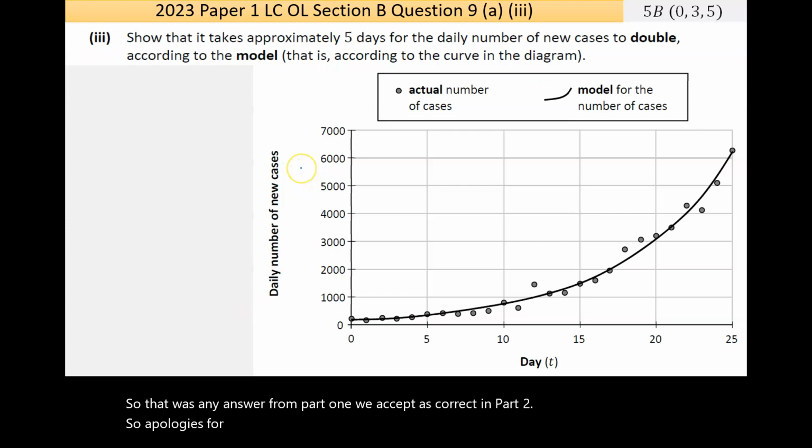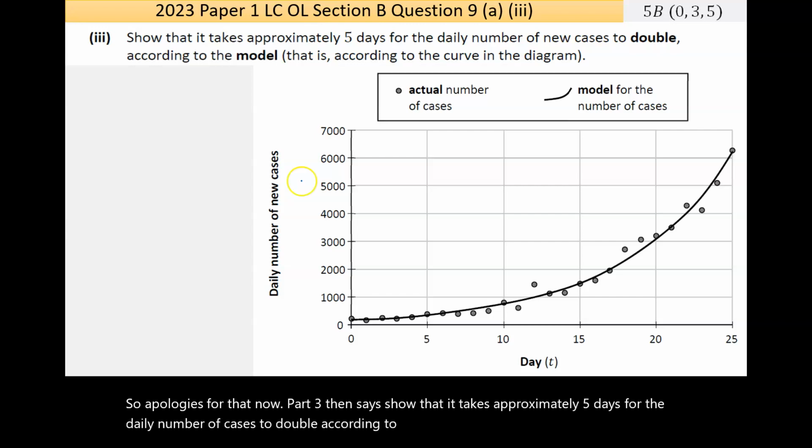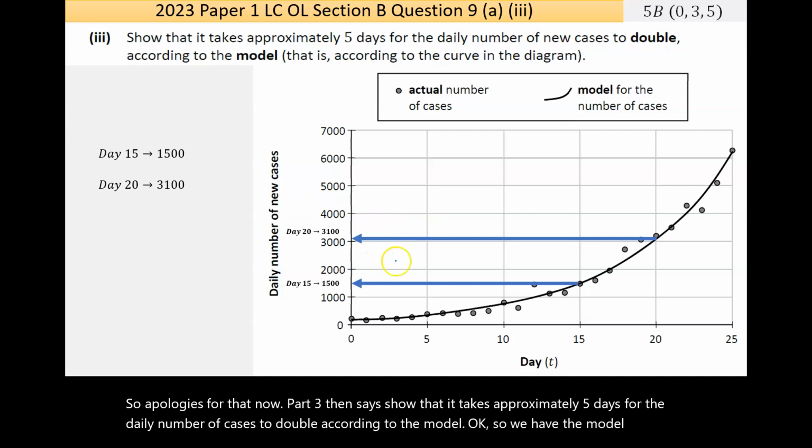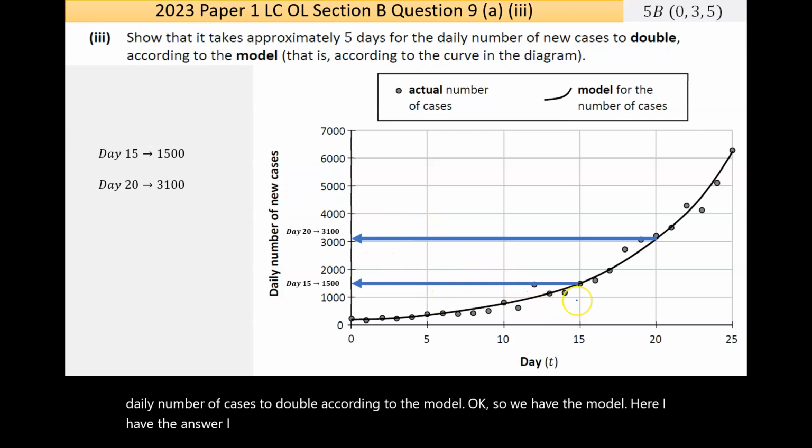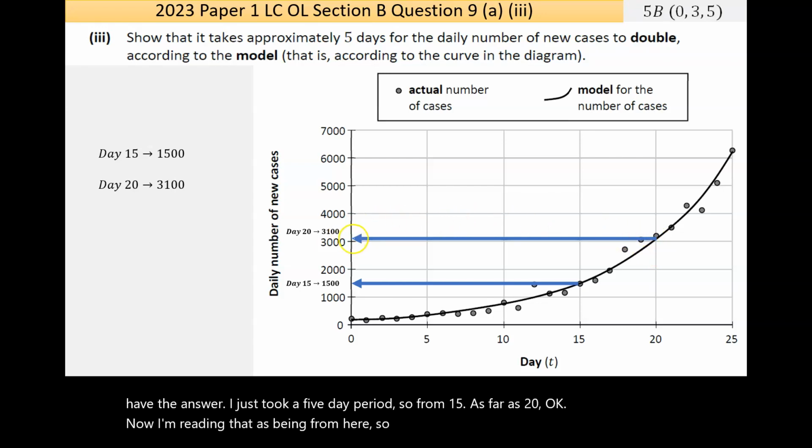Now, part 3 then says, show that it takes approximately 5 days for the daily number of cases to double, according to the model. Okay, so we have the model here. I have the answer. I just took a 5-day period, so from 15 as far as 20. Now I'm reading that as being from here, so I'm reading that as 3,100, and here I'm reading that as 1,500.